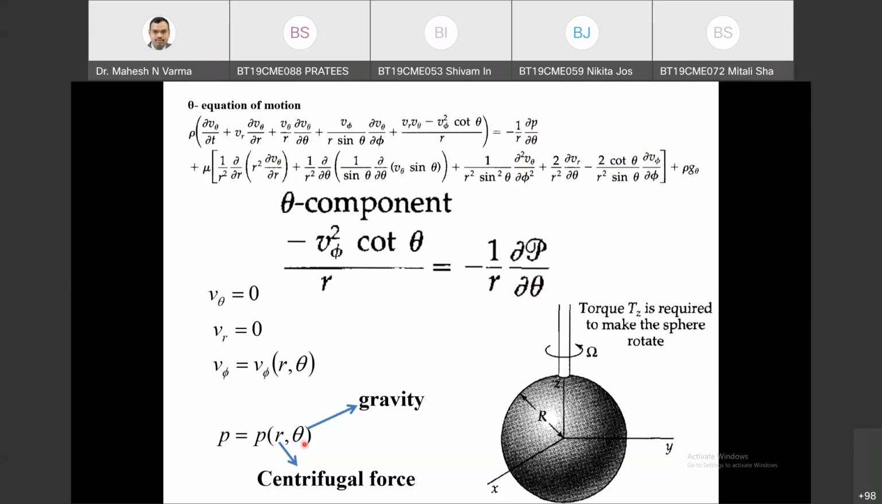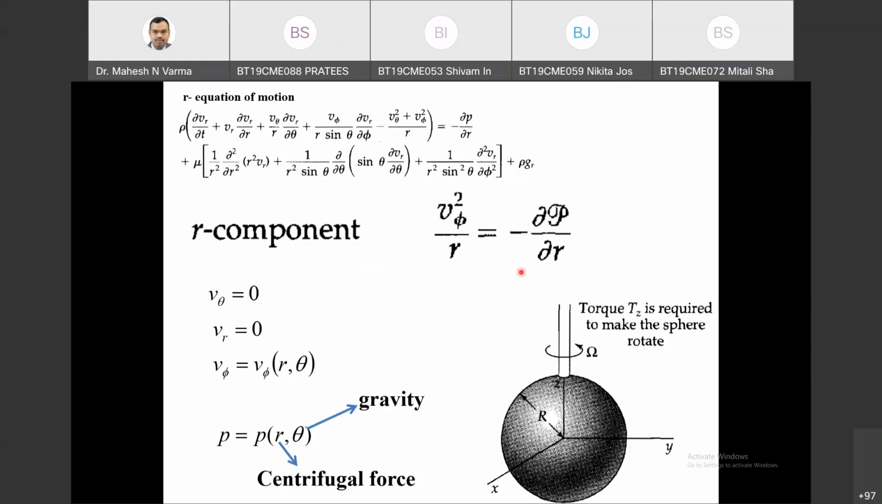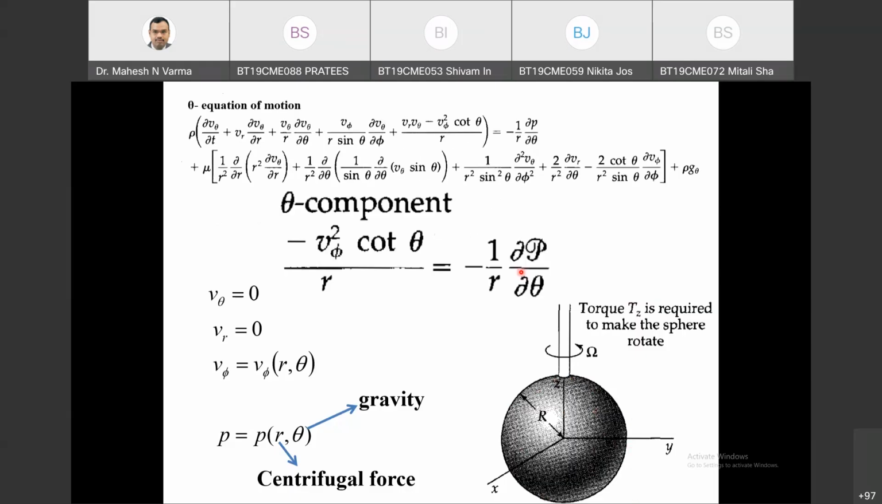That is what I was telling, that pressure varies in theta because of gravity and centrifugal force, and this will give me information related to centrifugal force only. Because we are neglecting the gravitational force, the diameter of the ball is small enough that the variation of gravity from this point to this point can be ignored. This will give me the theta component. So the R component gives the variation of pressure with respect to R, and the theta component gives the variation of pressure with respect to theta.